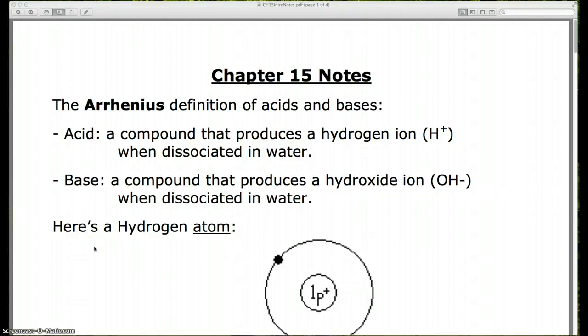Hi there, this is the first video lesson for Chapter 15 on acids and bases. There's a few different definitions of acids and bases.